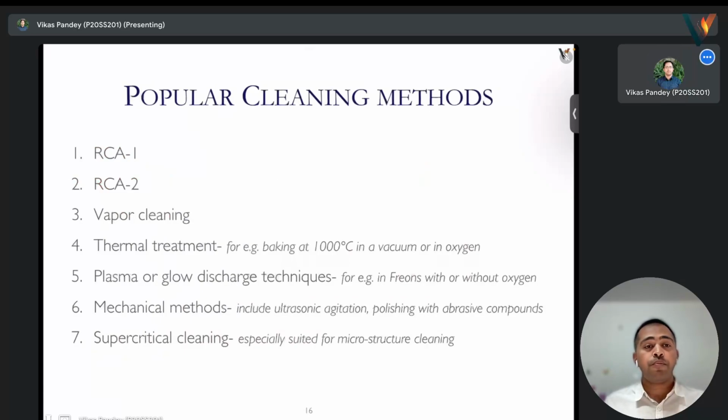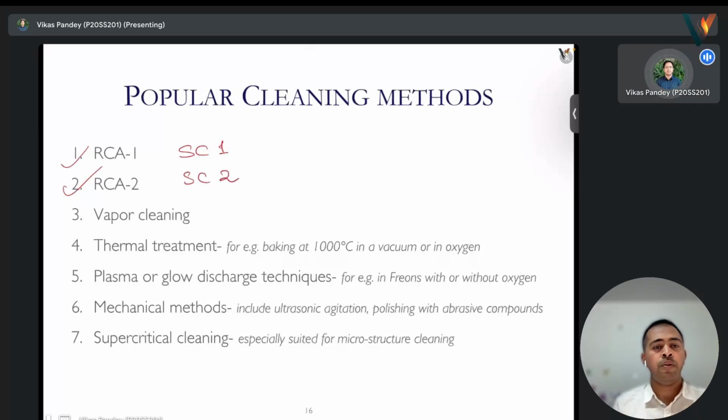Okay, so in general, there are different cleaning methods. Some of the cleaning methods that are quite popular are RCA1 and RCA2. RCA means Radio Corporation of America. It was developed in Radio Corporation of America, that's why it is named like that. Now it is even known as SC1, that is Standard Cleaning 1, and SC2. Then there is a method called vapor cleaning or thermal treatment, that is baking at 1000 degrees Celsius in vacuum or in oxygen. Okay, plasma or glow discharge technique. So these are dry techniques.